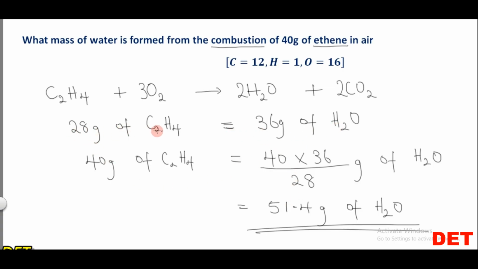So if 28 grams of ethene gave us 36 grams of water, then 40 grams of ethene will be equal to 40 times 36 divided by 28, and that will give us 51.4 grams of water. So in other words, you are kind of cross multiplying here. If 28 grams of ethene is equal to 36 grams of water, then 40 grams of ethene will be equal to 40 times 36 divided by 28, and that is what we wrote here, 40 times 36 divided by 28 grams of water, and that will give us 51.4 grams of water.